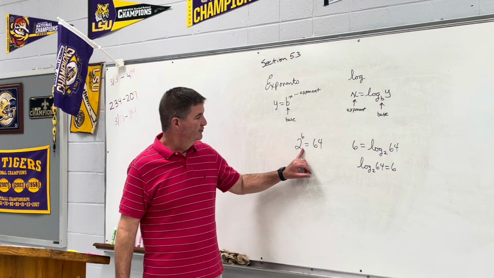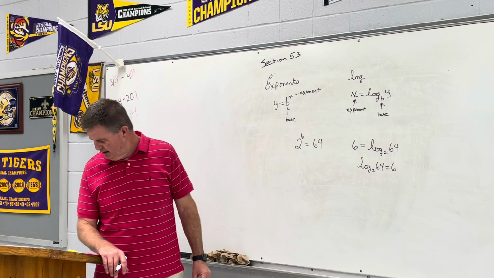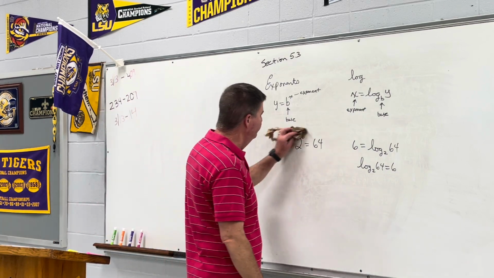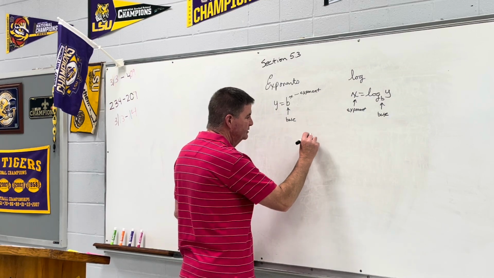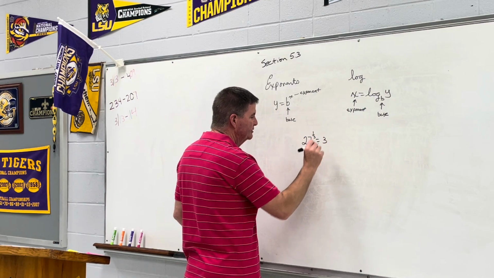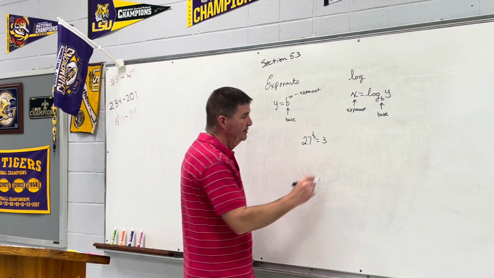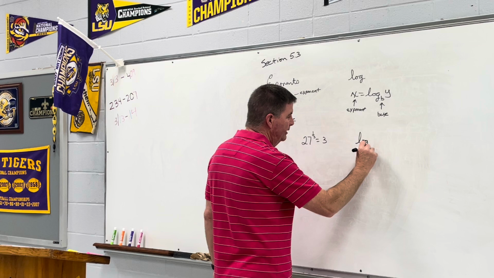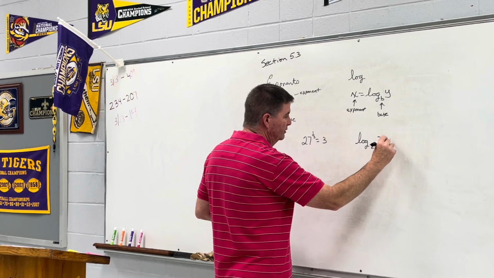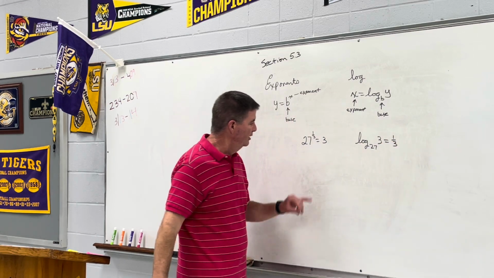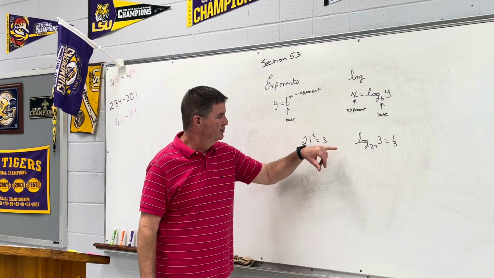All we're doing is changing from exponent to log. For the second one, it is 27 to the 1/3 power equals 3. We want to rewrite it as a logarithm. It's going to be log base 27 of 3 equals 1/3.